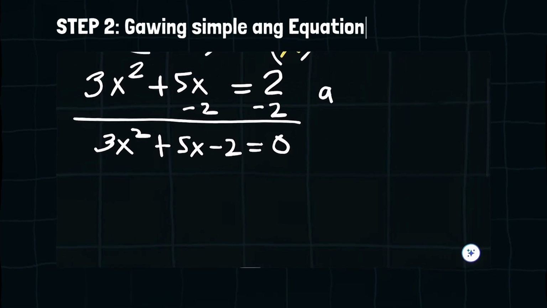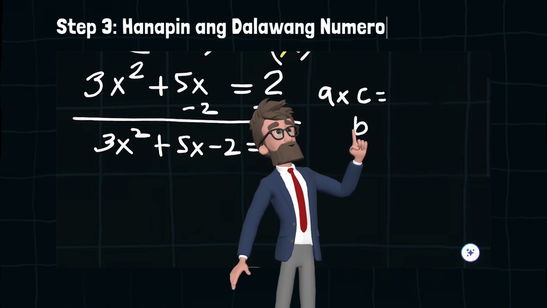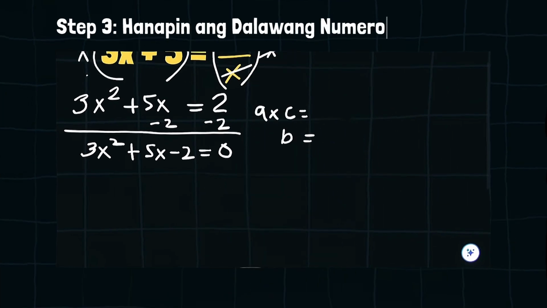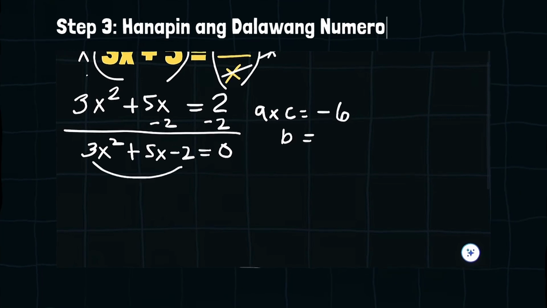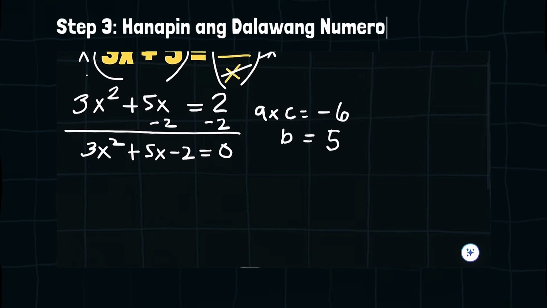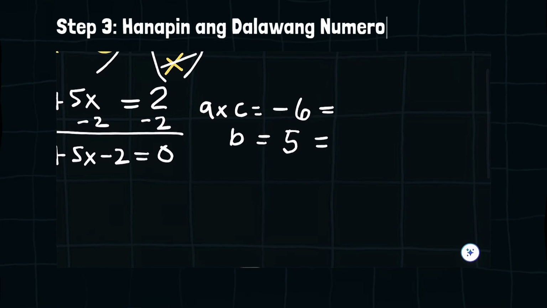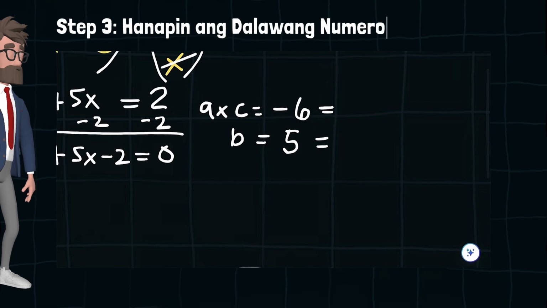At ito ang ating step number 3. Hanapin ang dalawang numero. Kailangan natin hanapin ang dalawang numero na kapag minultiply, magiging negative 6 kasi 3 times negative 2 is equal negative 6 at kapag in-add, magiging 5. Do you have any suggestion? If you have, you can write it on your notebook and let's see if we have the same thing. Feel free to pause this video and think for the two numbers.